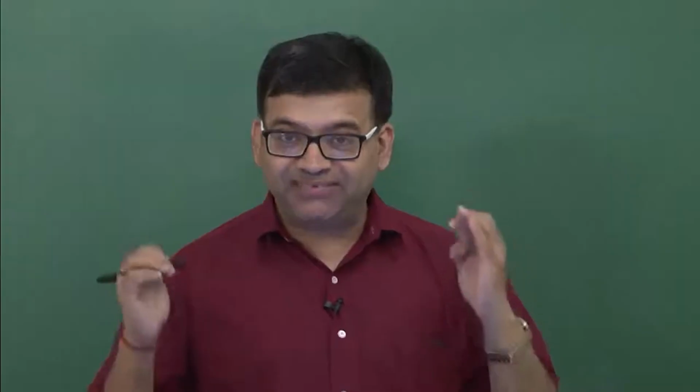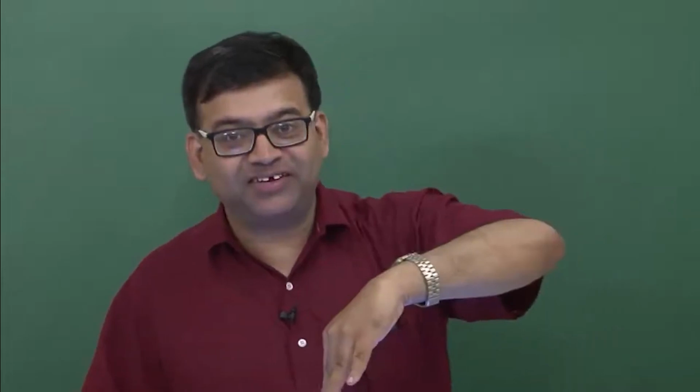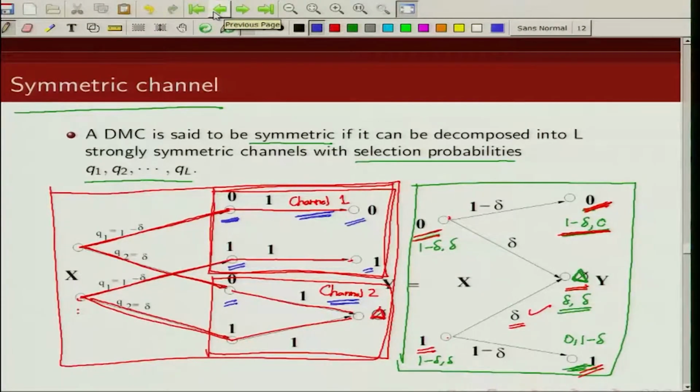Now what do I mean by same focusing? If you look at those output letters, and at the transitions from the input to those letters, when they are arranged in decreasing order, it should be the same. For example, in this particular example, 0 and 1, these outputs have the same focusing because the probabilities are 1 minus delta and 0. And that's why we club them together.